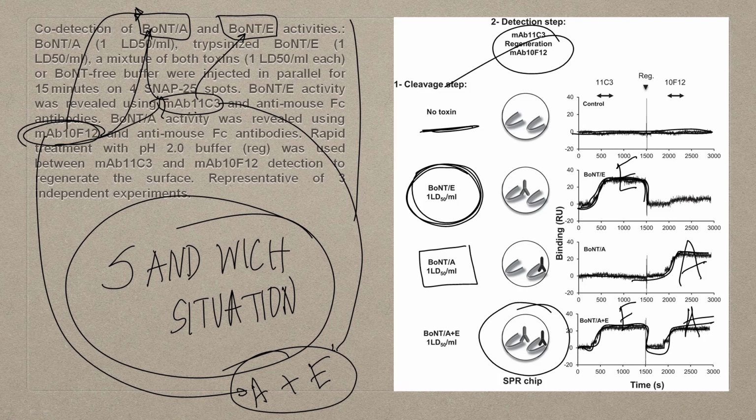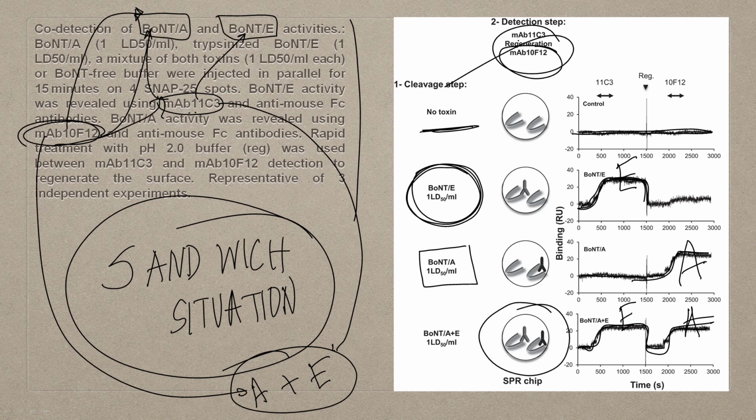So, that means indirectly you are detecting the botulinum toxin A and E in one single SPR chip, because there are two molecular binding events which are taking place. The peptide fragment released by the cleavage by botulinum E binds to the first antibody, which is MAB11C3. Similarly, the cleavage of the SNAP25 done by botulinum toxin A binds to MAB10F12.